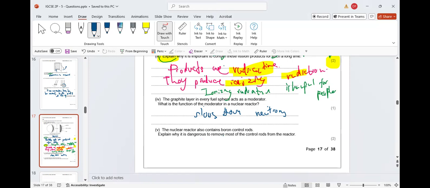The nuclear reactor also contains boron control rods. Explain why. Control rods are used to absorb neutrons, right? As the name suggests, control. It controls the chain reaction, right?